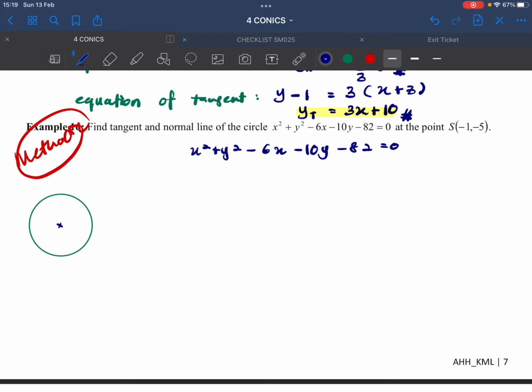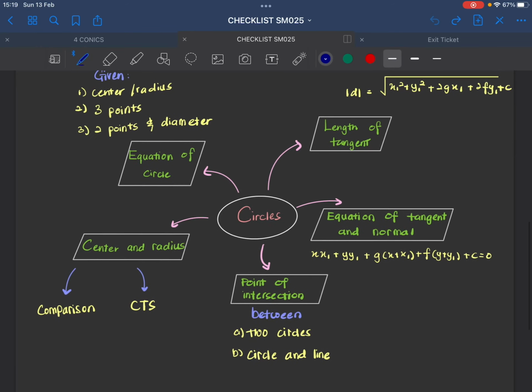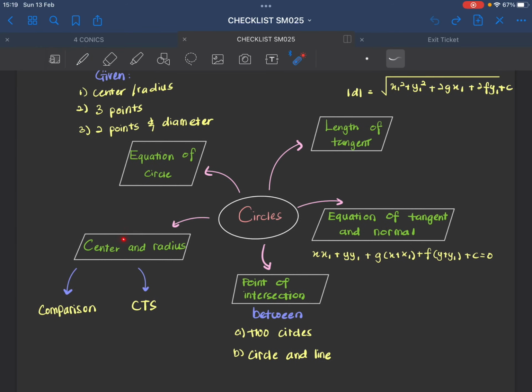Okay, so now go back. What do we want to find? We want to find the center here. So go back to this summary. Here we are going to find the center. You have two methods, either completing the square or comparison. Let's not get complicated. We are going to use comparison.